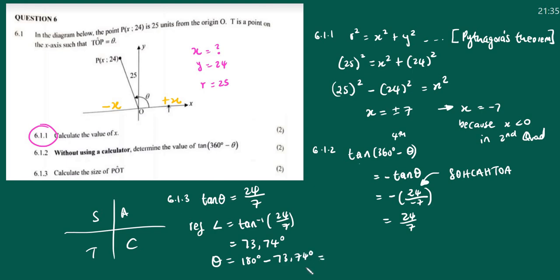And then you should get what? 180 minus the answer, you should get 106.26 degrees. So that tells you that angle, you can see 106 is large, it's bigger than 90 degrees. So that is what you have there for your actual angle in that quadrant, right? Then we're going to continue with some more problems now.